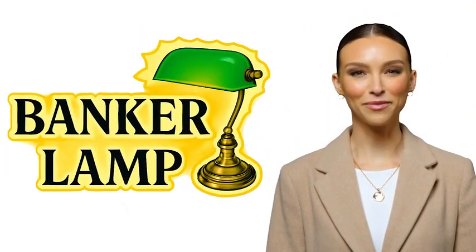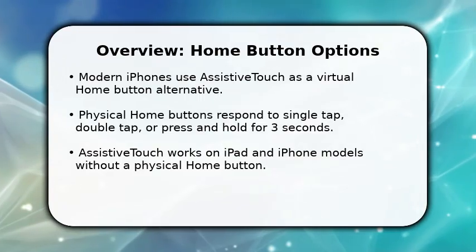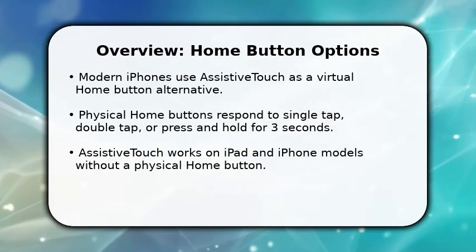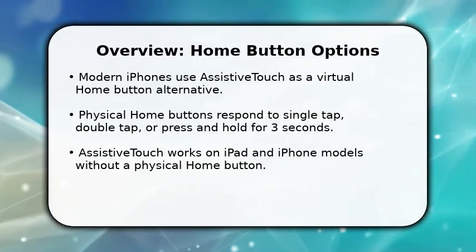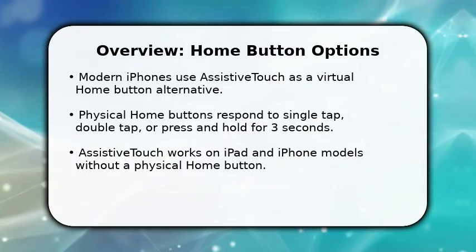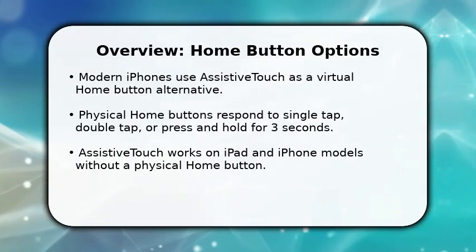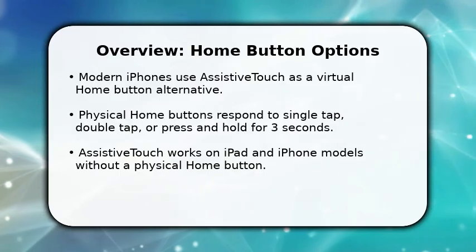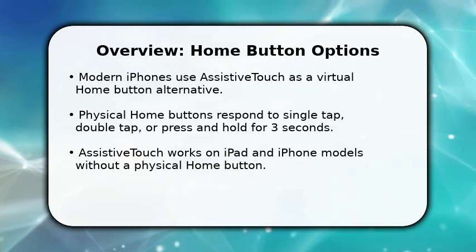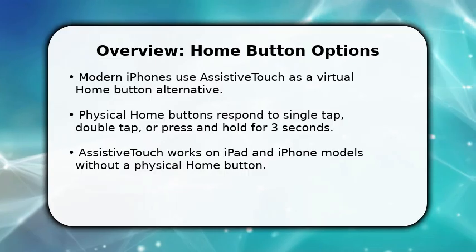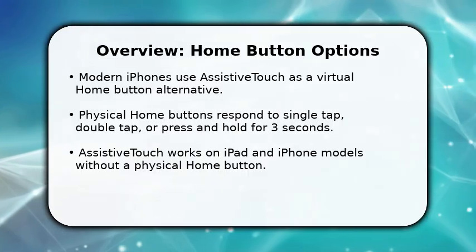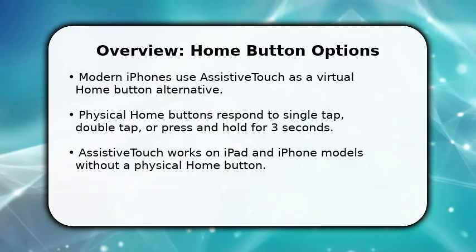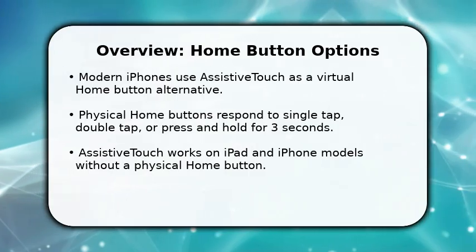Please enjoy the video. If your iPhone lacks a physical home button, use Assistive Touch as a virtual home button. This virtual control mirrors single tap, double tap, and press and hold actions. On older devices, the physical home button registers a single tap, a double tap, or a press and hold for 3 seconds. Assistive Touch also works on iPad and on devices with damaged buttons.